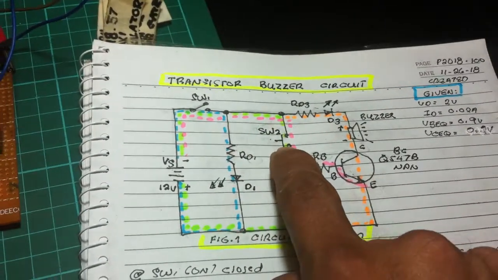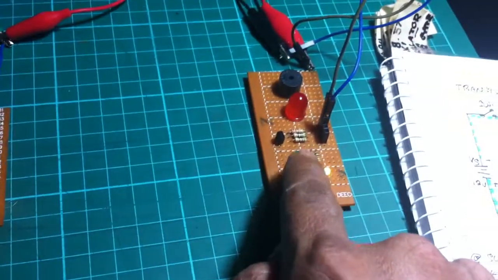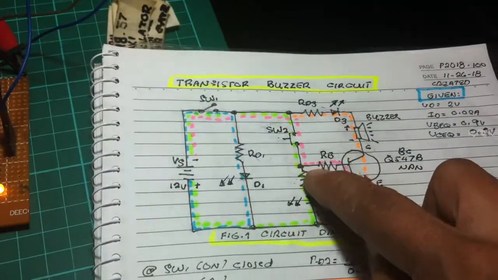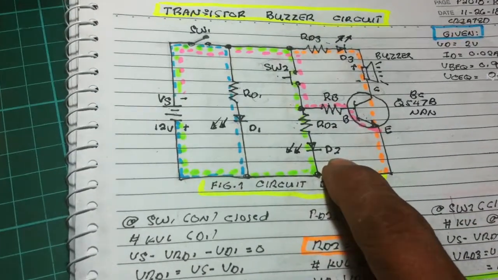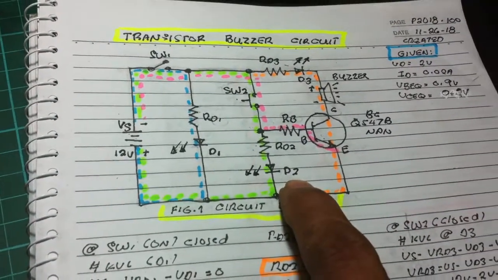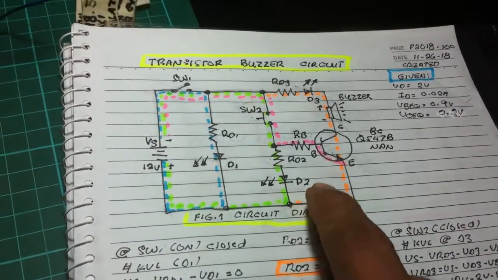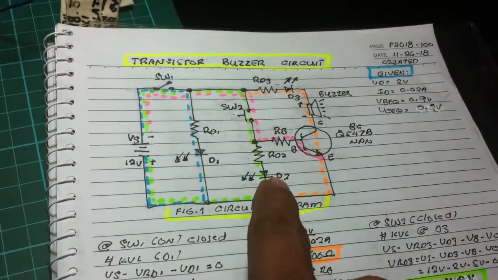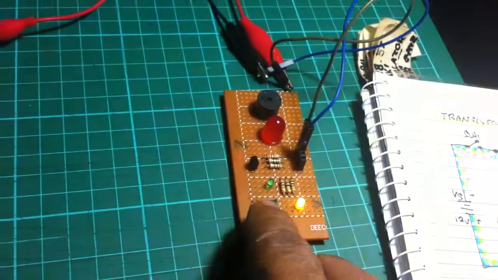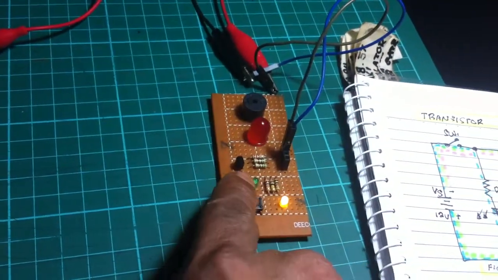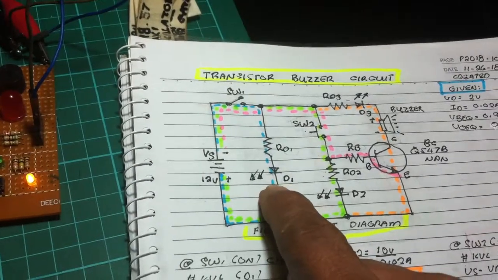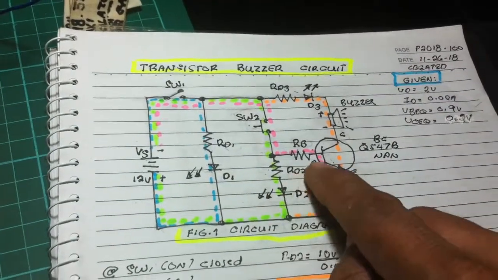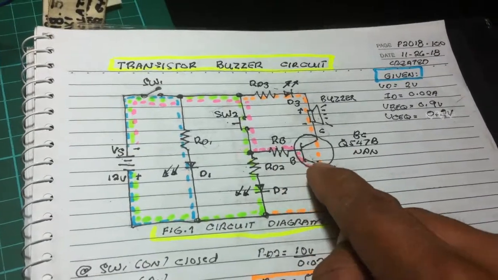Also, we have the push button connected in series with a resistor and an LED T2. This LED is an input LED. Every time you push the switch, LED turns on. This green LED. This yellow LED is the standby power on LED. We also have this resistor at the base of the transistor.